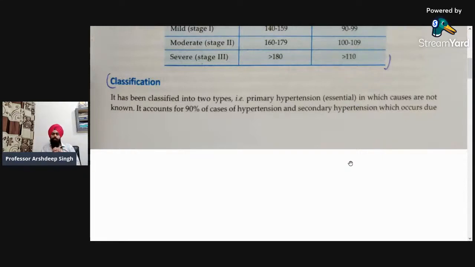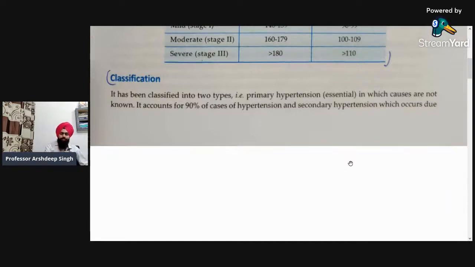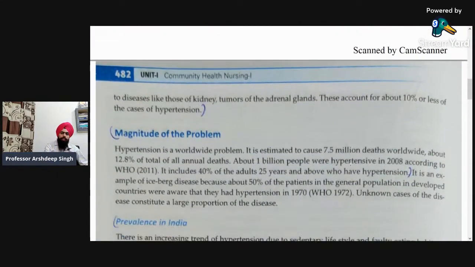In primary hypertension, the person is hypertensive, but the causes are unknown, and it accounts for 90% of the cases of hypertension. So the major portion of hypertension cases is primary hypertension. Secondary hypertension occurs due to diseases like those of the kidneys and tumors of the adrenal glands, and accounts for about 10% or less of the cases. Okay, so there are two categories, primary and secondary.